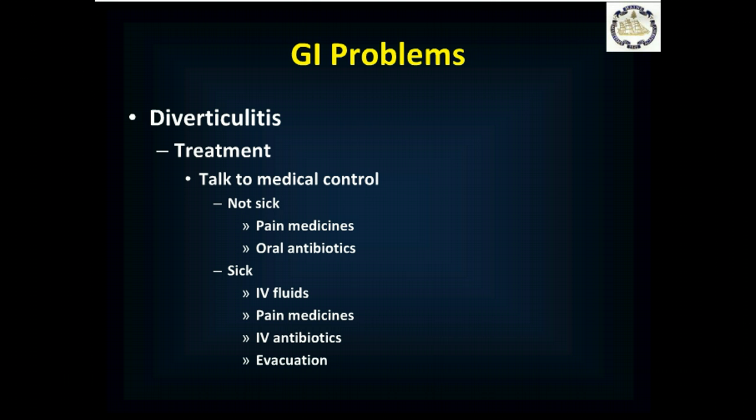If they're sick, they've got peritoneal signs, they've got nausea and vomiting, can't keep anything down, they have fevers, they have abnormal vital signs, they need IV fluids, IV pain medications, IV antibiotics, and evacuation. And in this case, ceftriaxone is not the best choice of antibiotic in the world, so medical control may add some oral antibiotics as well.